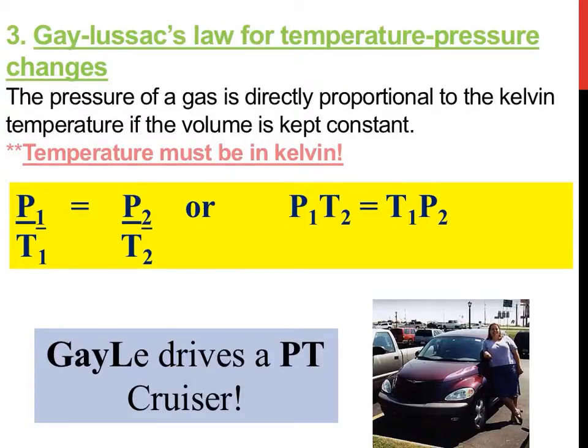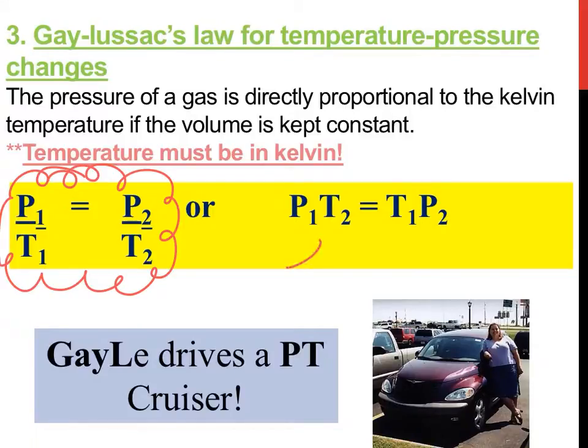The third law we talked about was Gay-Lussac's law for temperature-pressure changes. The pressure of a gas is directly proportional to the Kelvin temperature if the volume is kept constant. So, third law, we're keeping one different variable constant this time. In this case, it is volume. We're keeping volume constant. Another puffy cloud of greatness for our third equation here. This is Gay-Lussac's law: P1 over T1 equals P2 over T2.